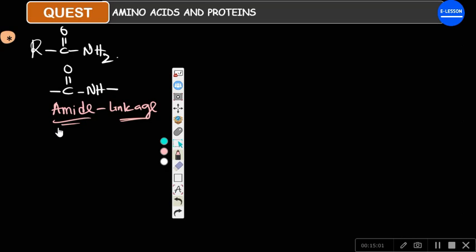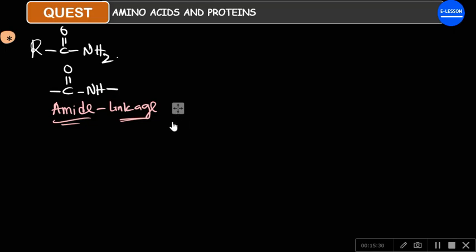The bond joining the alpha amino group of one amino acid and the alpha carboxyl group of another amino acid is known as the peptide bond. So 2 amino acids react to form a dipeptide, 3 amino acids to form a tripeptide, and so on and so forth.